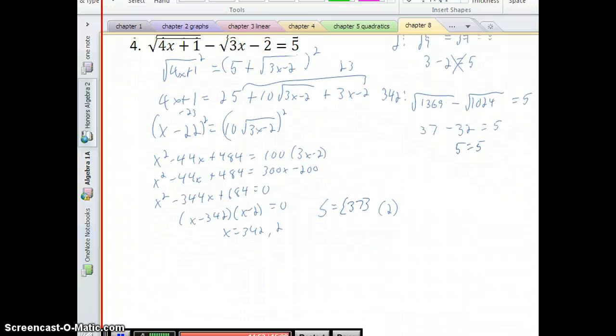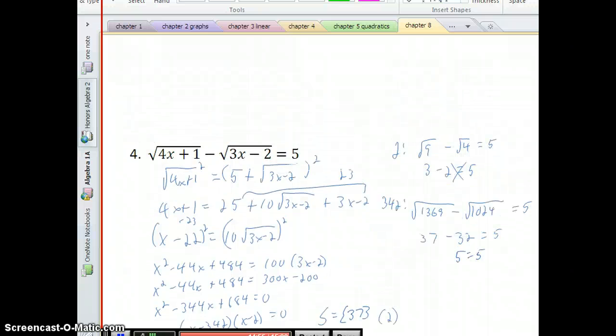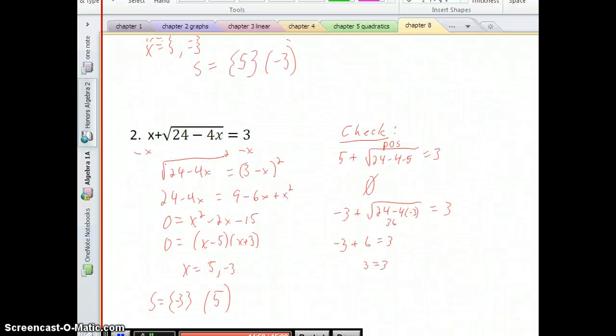Just note, if we have a cube root instead of a square root, that simply means we're going to cube both sides instead of square both sides.